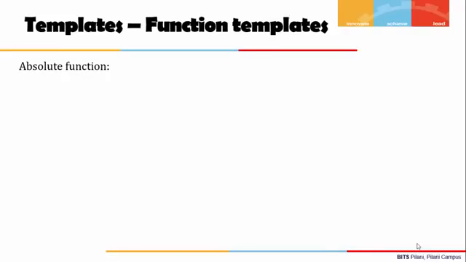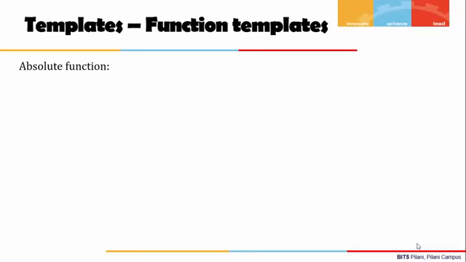Now we will discuss a very important advanced feature of C++, templates. Suppose you want to write a function that returns the absolute value of a number. We know that the absolute value of a number is its value without regard to its sign. That is, the absolute value of 3 is 3 and the absolute value of minus 3 is also 3.